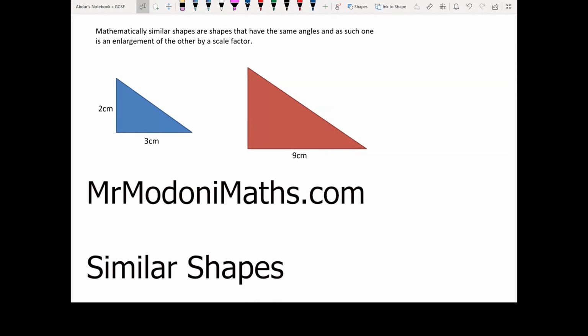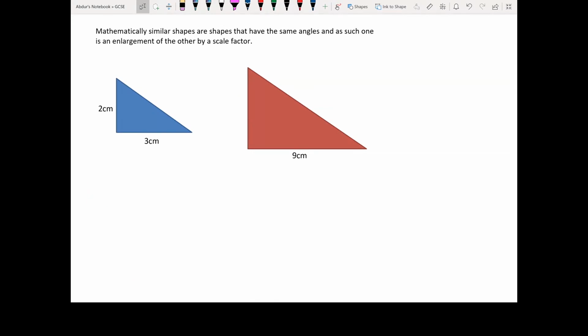Similar shapes. Mathematically similar shapes are shapes that have the same angles. What that means is this angle here, 90 degrees that I've got, corresponds to the 90 degrees on the second shape. This angle here, whatever it may be, is also equal to this angle here. And then the final angle here that we have is equal to the final angle here. And so they all match the angles.